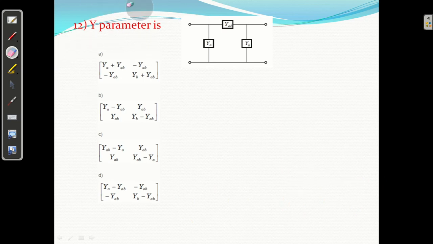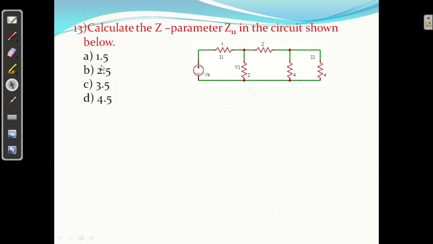Question number 13. Calculate the Z parameter Z11 in the circuit shown in the figure. What is the value of Z11? Z11 equal to V1 by I1 when I2 equal to 0.